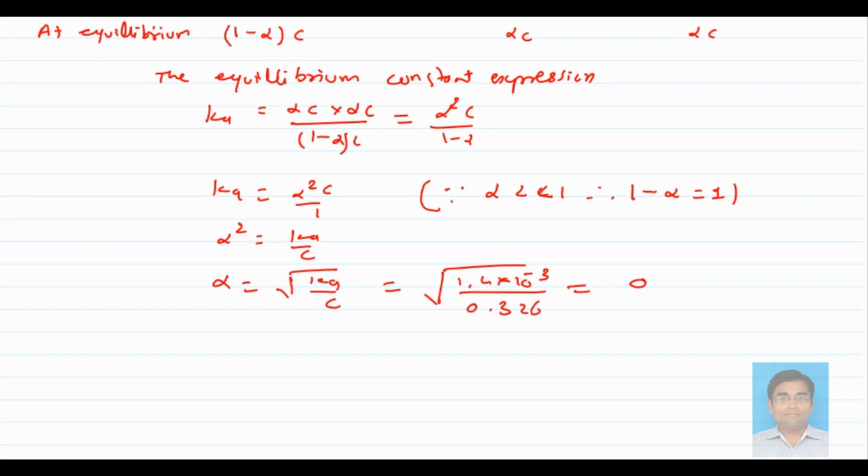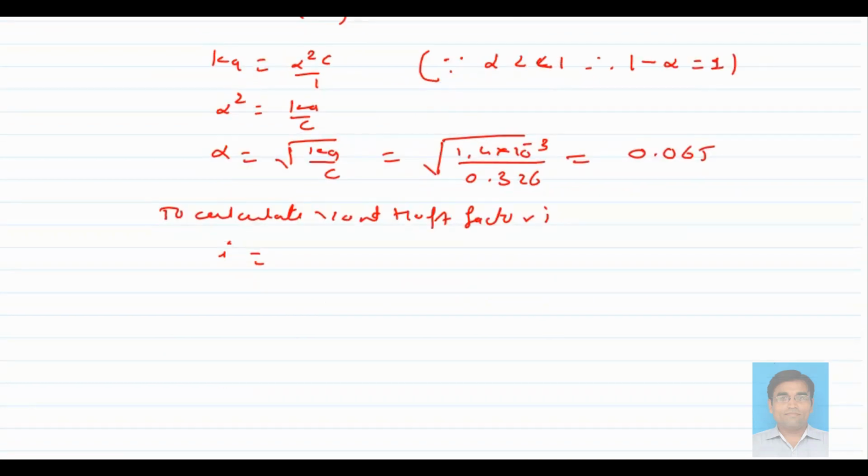Now we have to calculate the van't Hoff factor. We will take i equals the addition of the number of ions at equilibrium, 1 minus alpha plus alpha plus alpha. So it will be 1 plus alpha. We have the value of alpha. So 1 plus 0.065, and this is the value of i, equals 1.065.